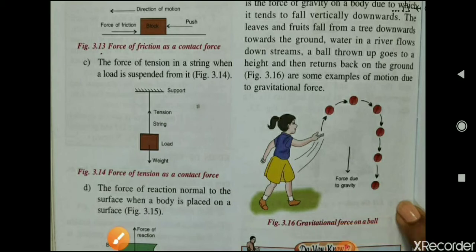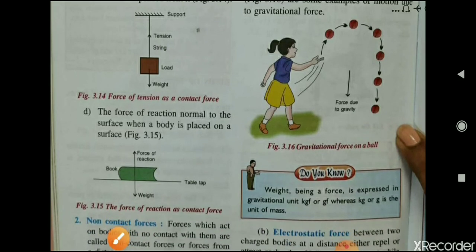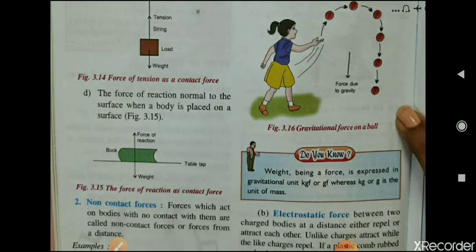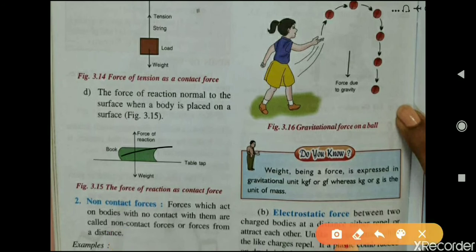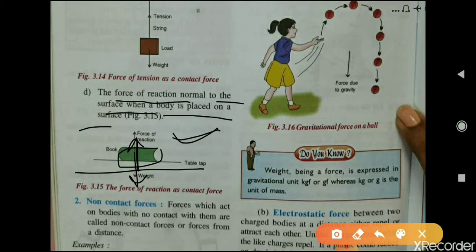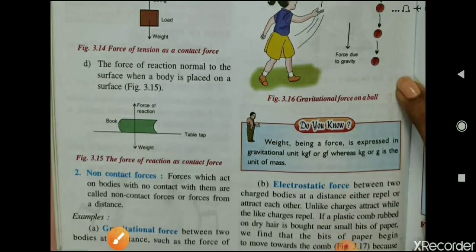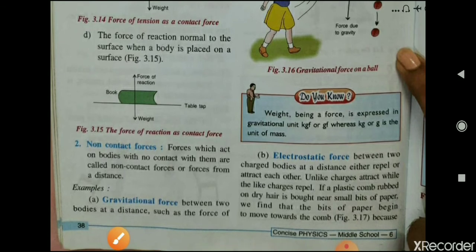Now D, the force of reaction normal to the surface when a body is placed on the surface. When a body is placed on a surface, the weight always acts in the downward direction, and there is an equal and opposite force that is known as force of reaction on that particular body which is kept on the surface. So that force of reaction is also a contact force. So the force of reaction normal to the surface when a body is placed on a surface is also an example of contact force. So these are the examples of contact force.